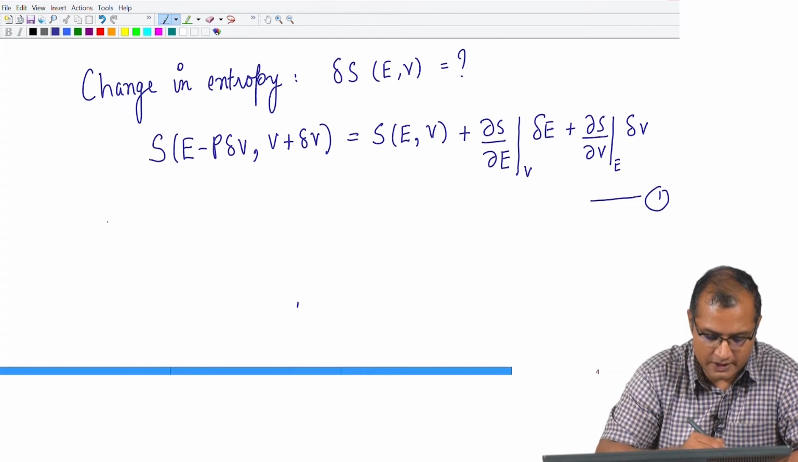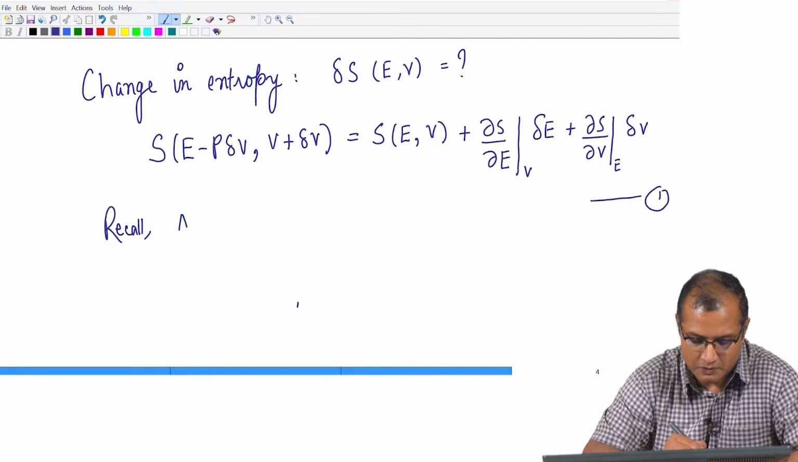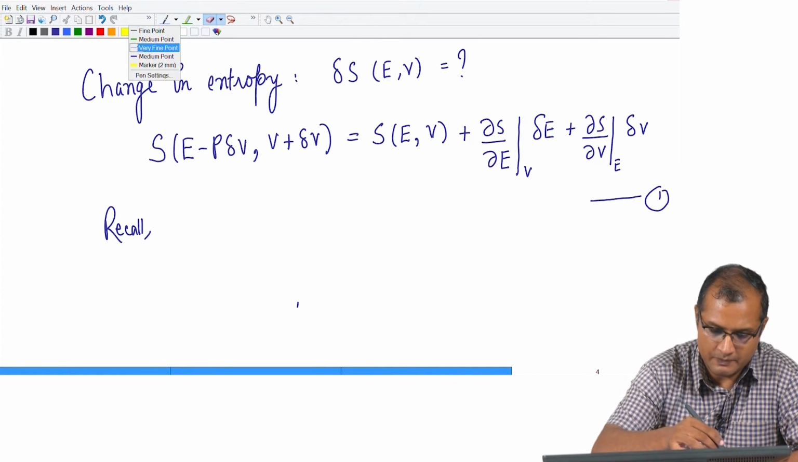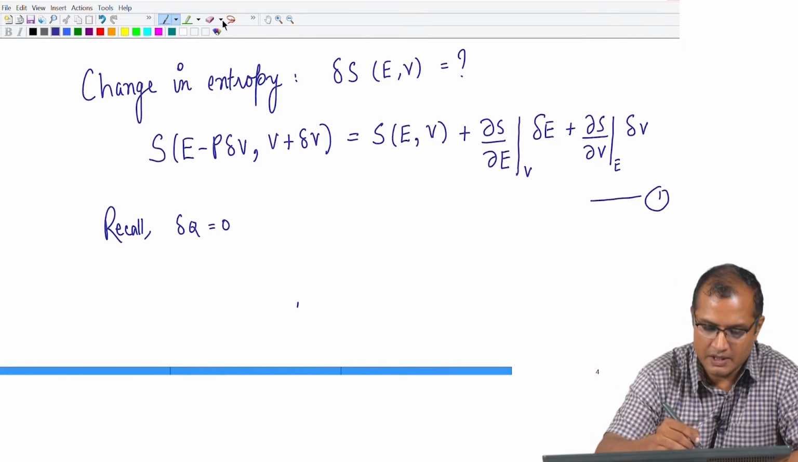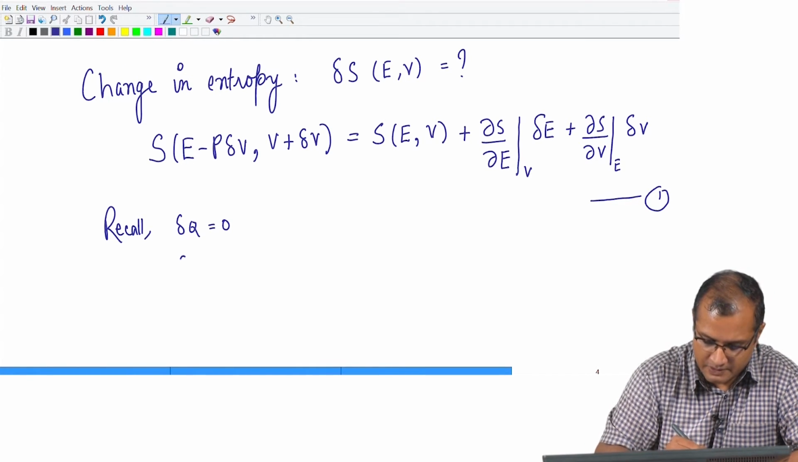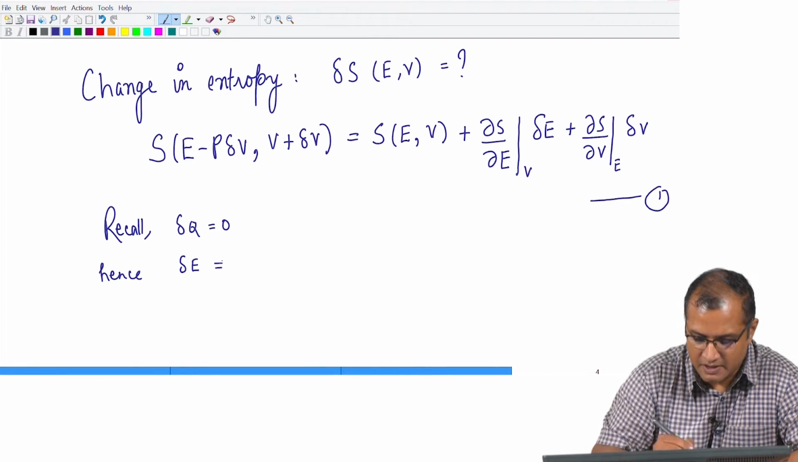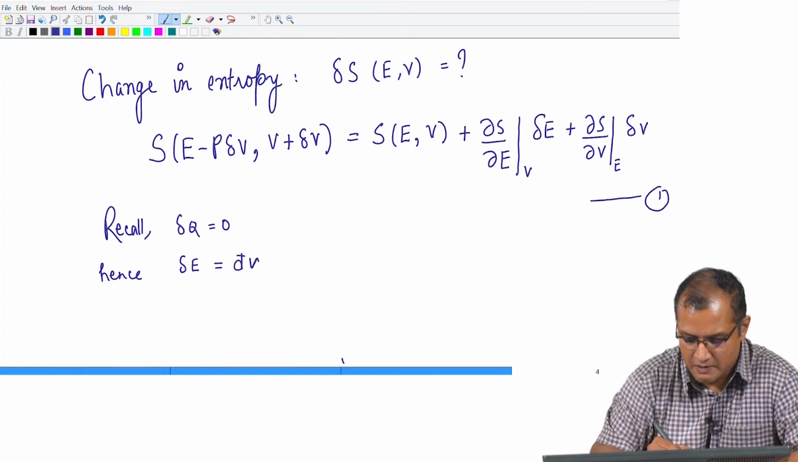Now, you recall that the system is thermally isolated. So, I will say that my delta Q is 0, and so the only change in energy that can happen is due to the work that has been done on the system, which is basically minus P dV.